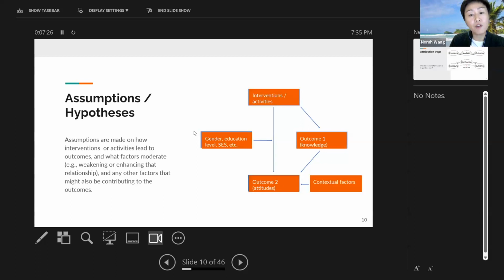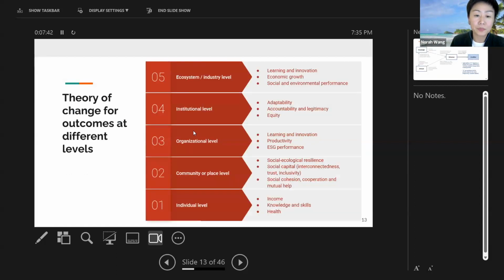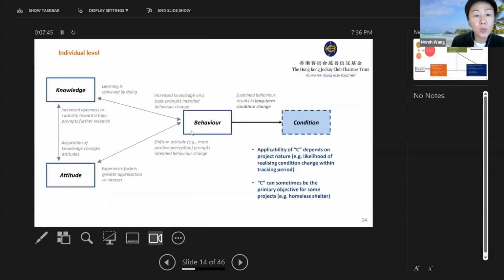And then oftentimes we use the Jockey Club's BCK model. The BCK model talks about knowledge, attitude, behavior, and condition. So I'd like to ask you, for the BCK model here, which one would be the independent variable? Which one could be the outcome, the dependent variable? You can type the answer in the chat room.